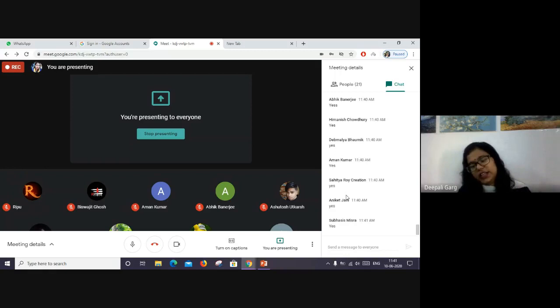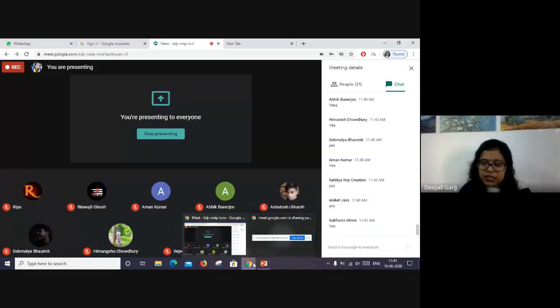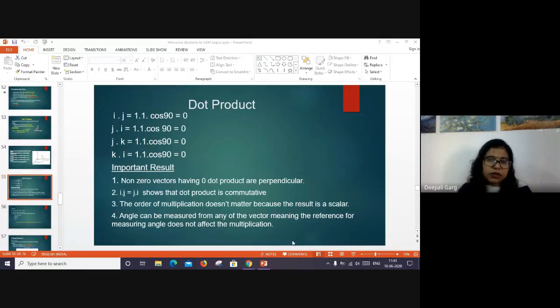So multiplication is commutative. So dot product is also commutative. Either you multiply A with B or you multiply B with A, it will always give the same answer because the answer which is coming out is a scalar quantity. So the order is not important. The order of multiplication does not affect because the result is a scalar. Angle can be measured from any of the vectors, meaning the reference for measuring angle does not affect the multiplication.